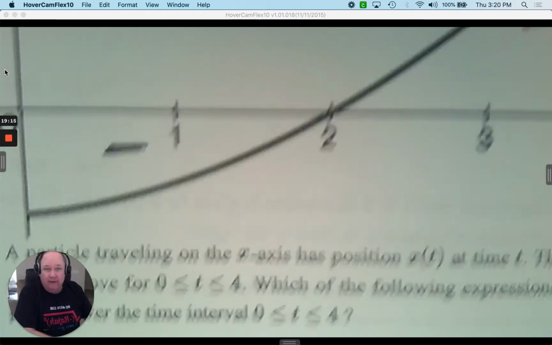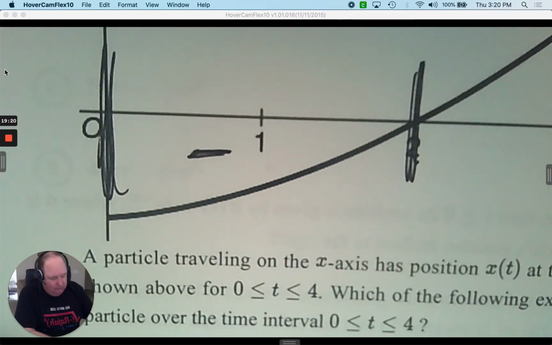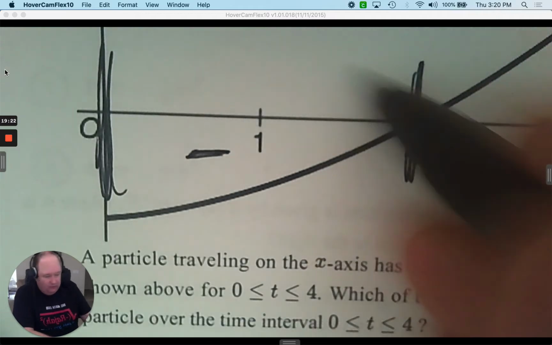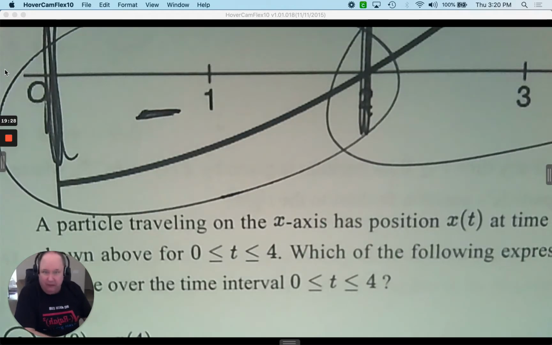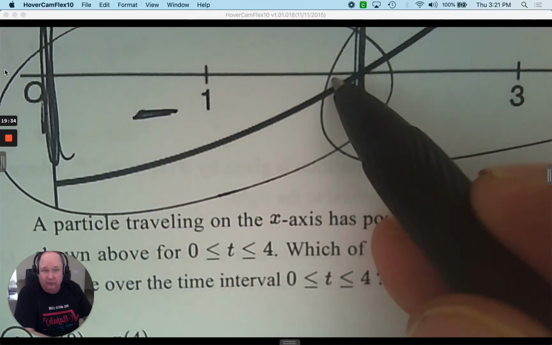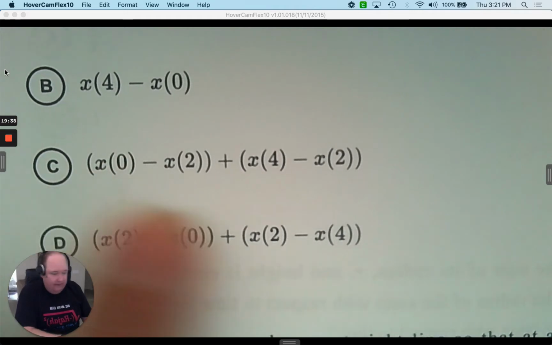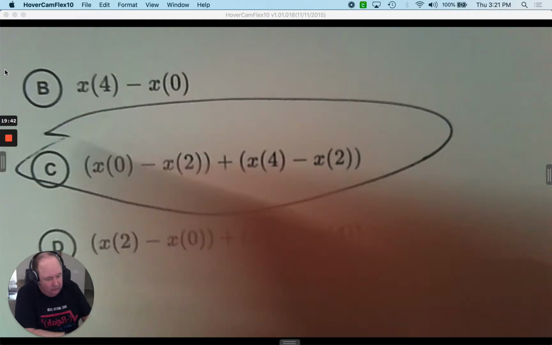If I want to find the total distance, I have to go and just look at each part separately. So you have to look at the part that's negative and look at the part that's positive and find the distance with both by subtracting in terms of what we're looking for. So for this velocity, you would go x at 0, subtract x at 2. So that's there. And then x at 4, subtract x at 2. This would give you the total distance.